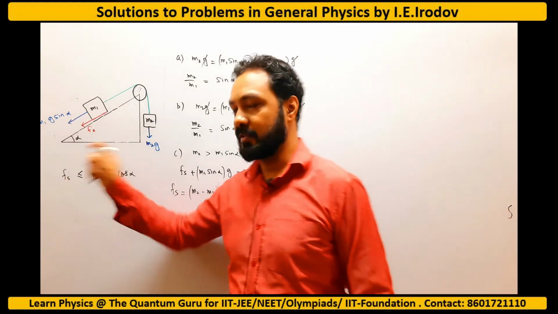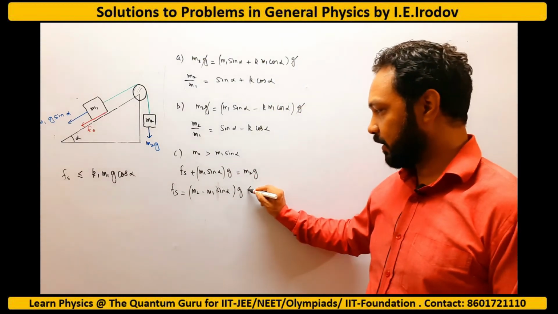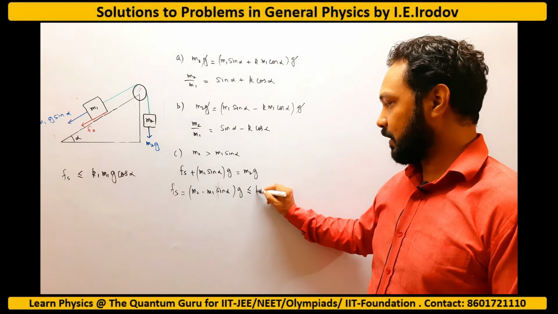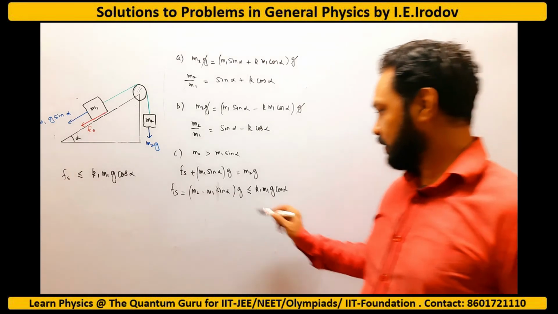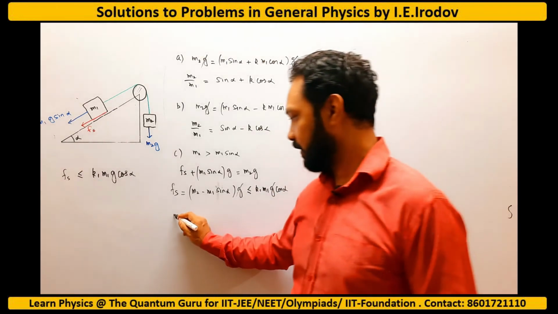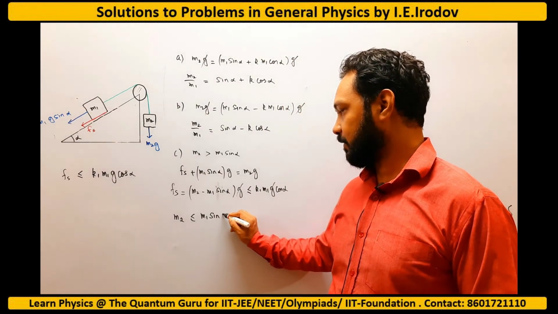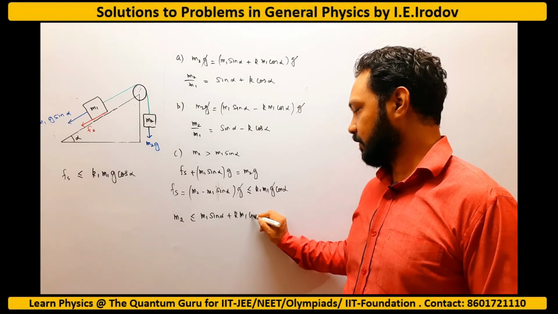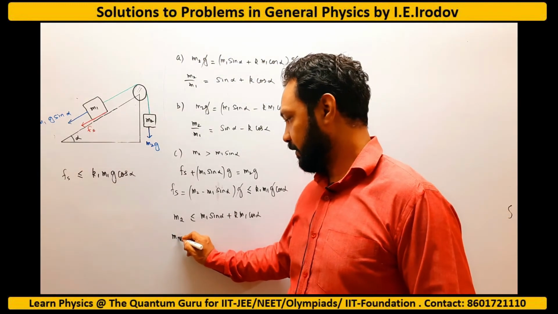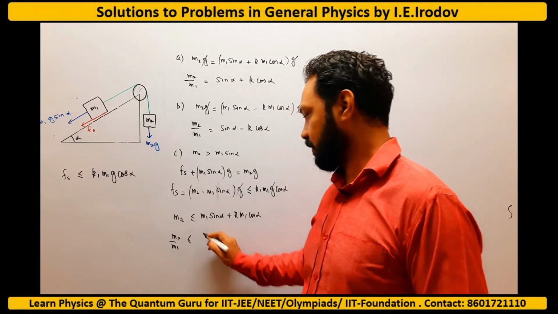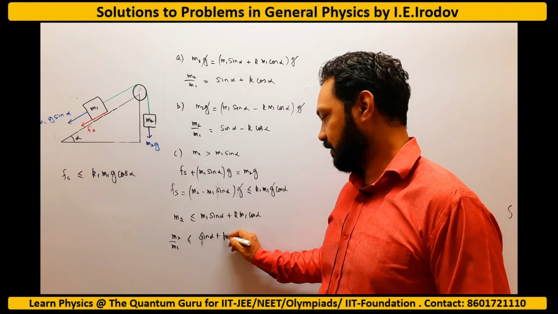And we know that fs has an upper limit, and this is the upper limit. So in inequality form I can write fs is less than or equal to k m1 g cos alpha. And this g and g will get cancelled, so we will have m2 less than or equal to m1 sin alpha plus k m1 cos alpha. Divide both sides by m1, so we will get m2 by m1 less than or equal to sin alpha plus k cos alpha.